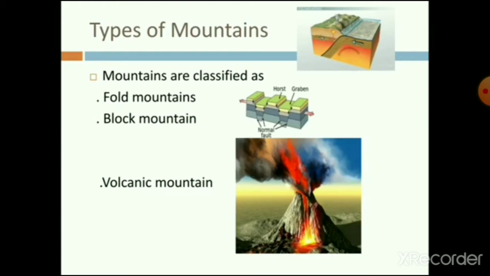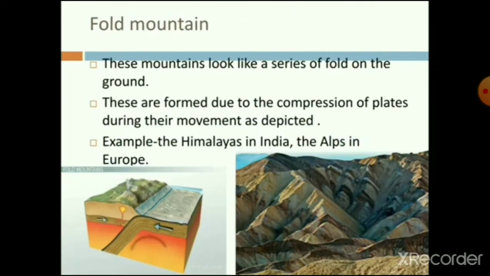Types of mountains. Now we discuss our new point, types of mountains. Here three mountains we discuss: fold mountain, block mountain and volcanic mountain. Mountains are classified as fold mountain, block mountain and volcanic mountain. They are distinct and identifiable. Let us see them one by one.